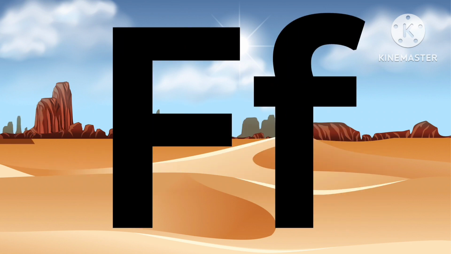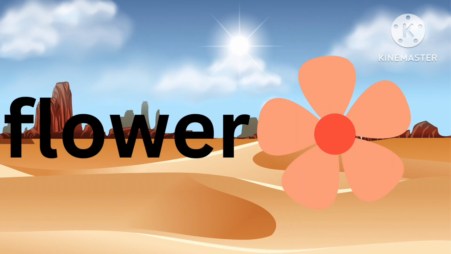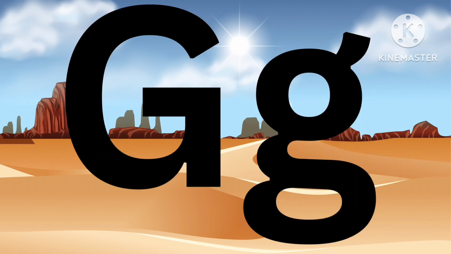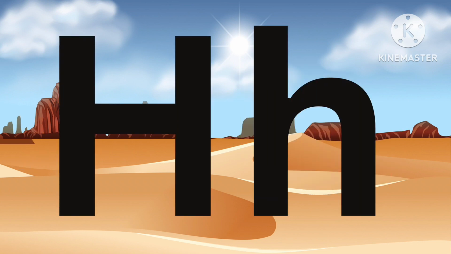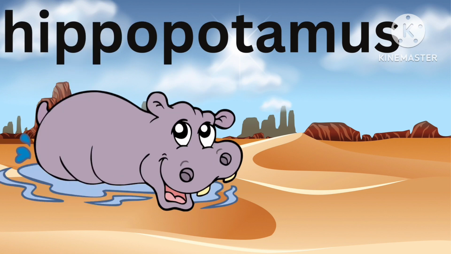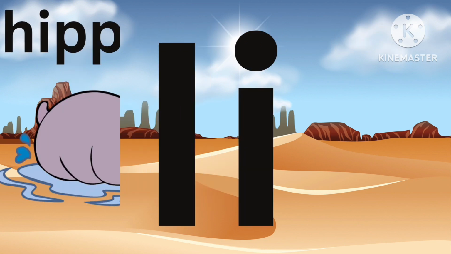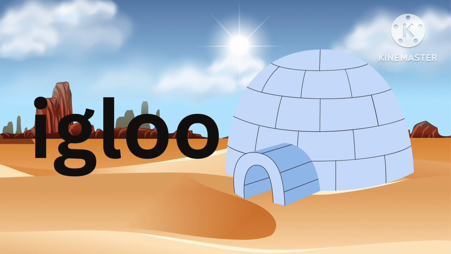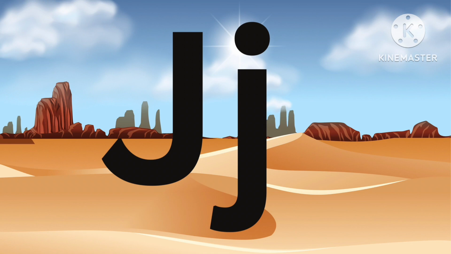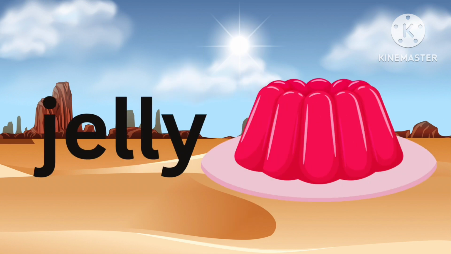F. F for flower. G. G for guava. H. H for hippopotamus. I. I for igloo. J. J for jelly.